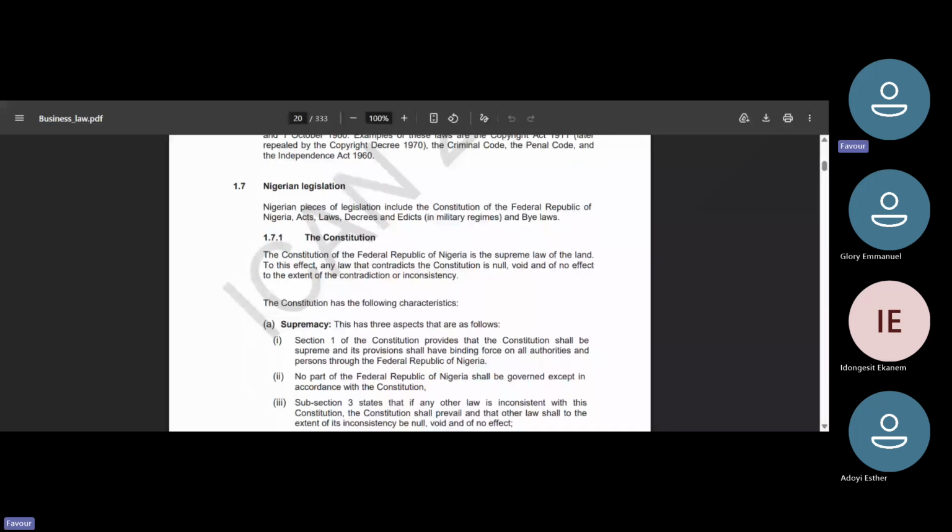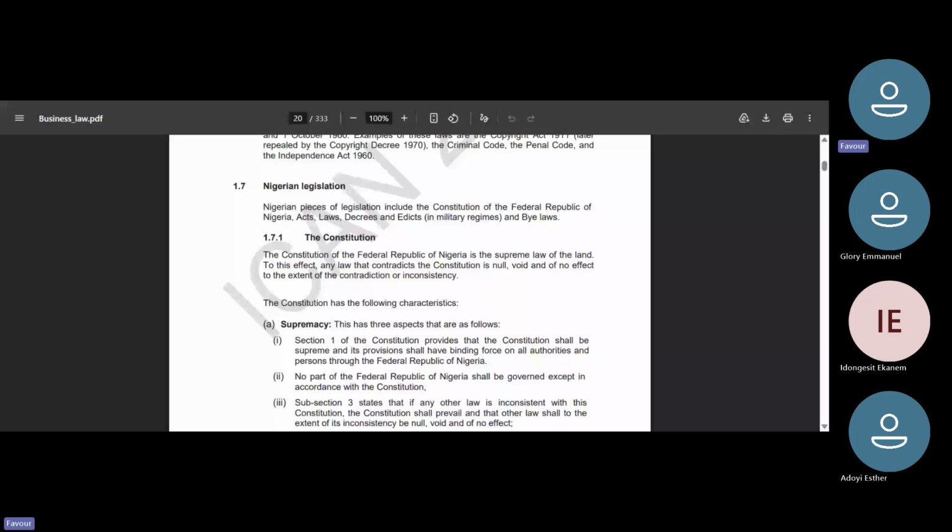I think it's been updated sometimes, but it contains all the supreme laws governing Nigeria. So this means that any law that is being implemented or enacted that contradicts the constitution itself is void.